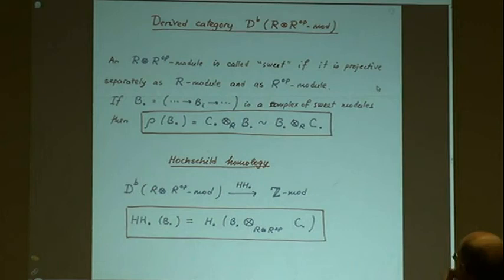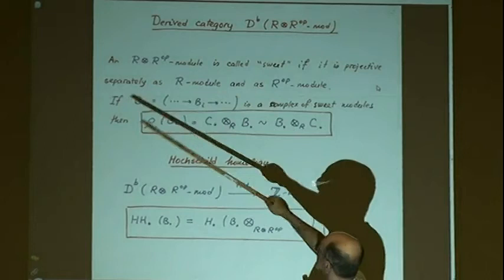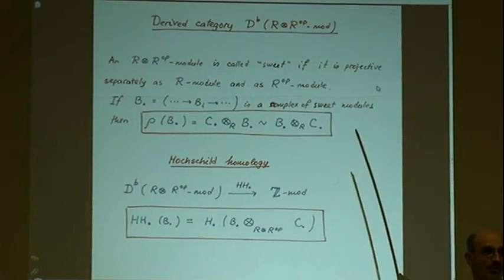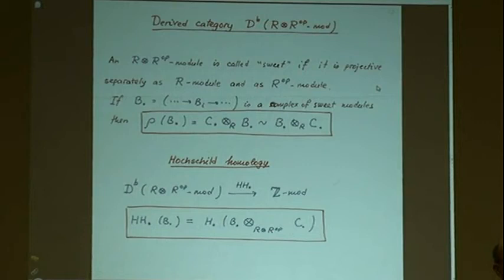So, a derived category of bimodules. A bimodule, that's a left-right module of R, is called sweet. I borrowed this name from Misha's paper. I don't know if this is a... Did you invent it? Well, it's here anyway. So it's called sweet.